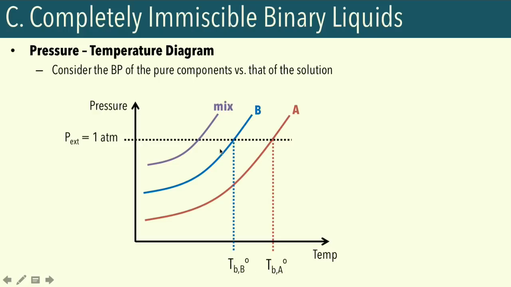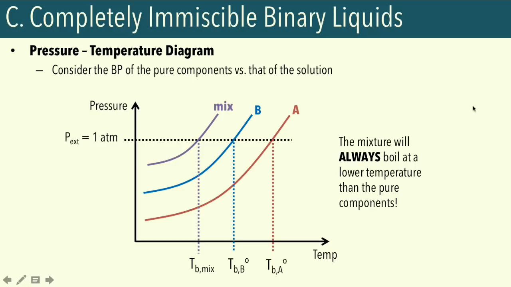If, however, we consider the boiling temperature of the mixture, it's always going to be lower than either of the components. This is one of the principles to keep in mind for completely immiscible binary liquids: the mixture will always boil at a lower temperature than the pure components. This is due to the fact that the mixture is going to have a higher vapor pressure than either of the two components, because it's an addition of those two vapor pressures.